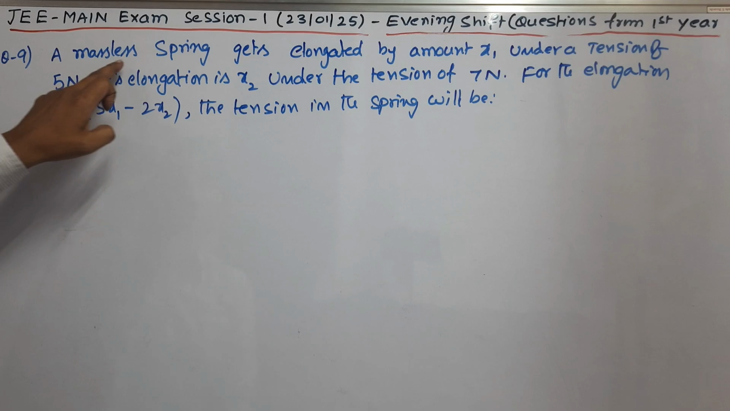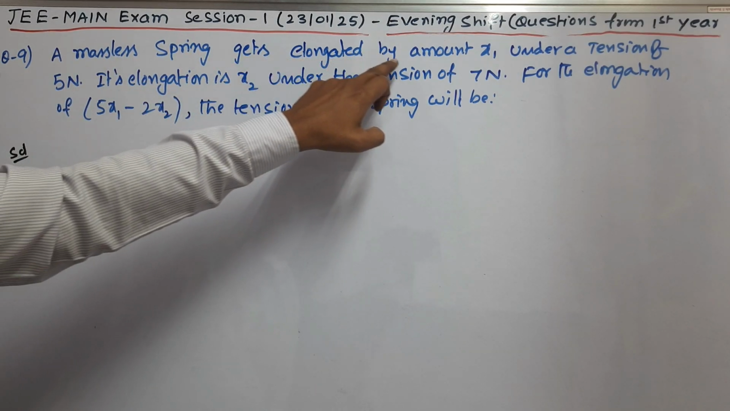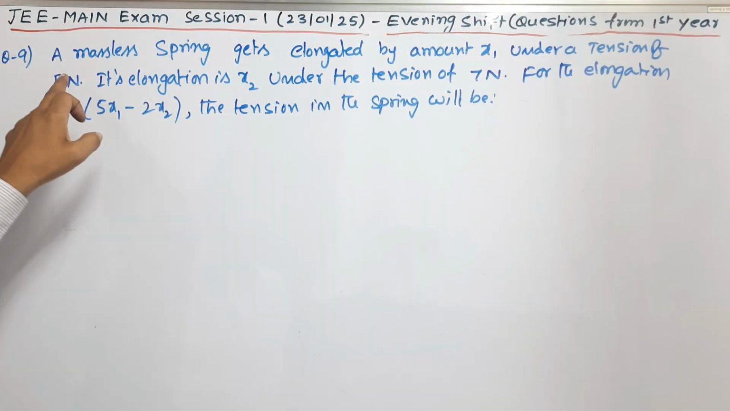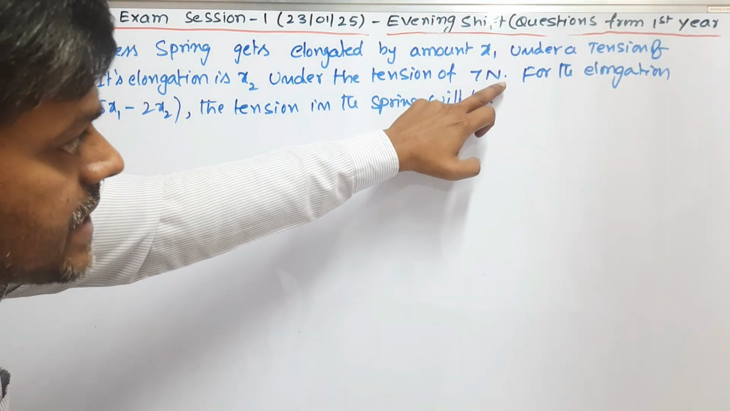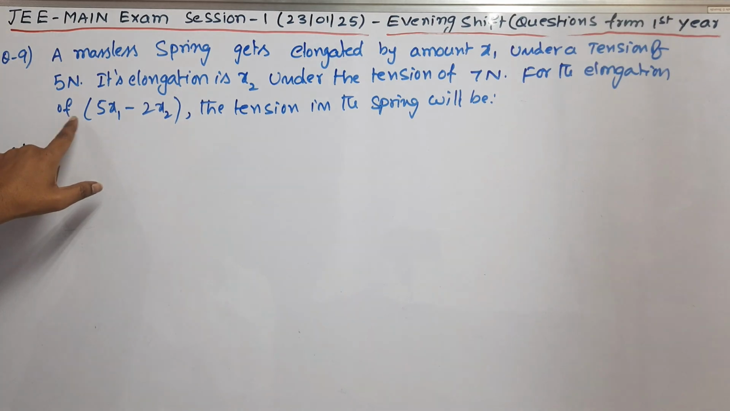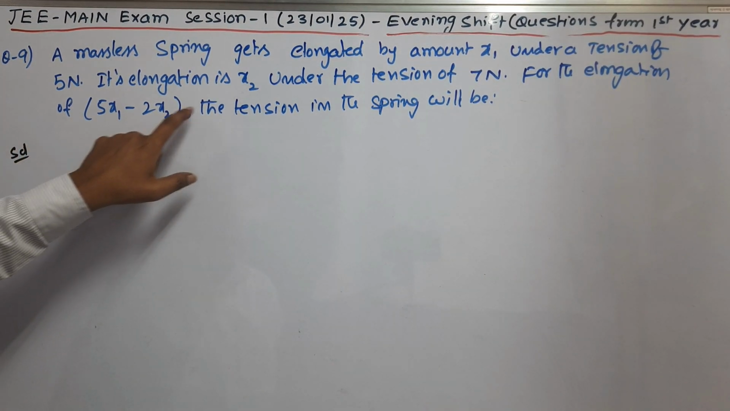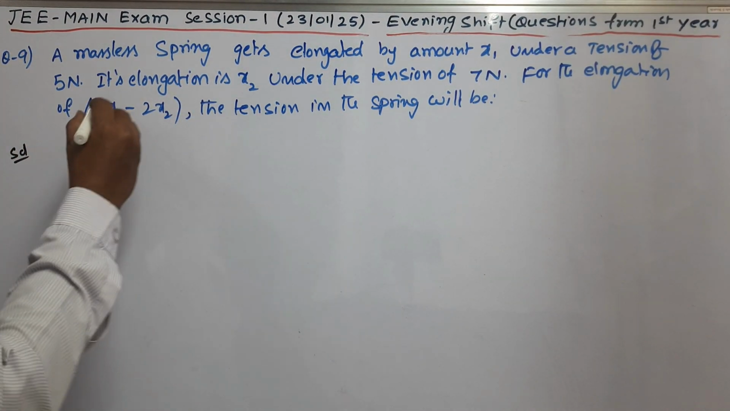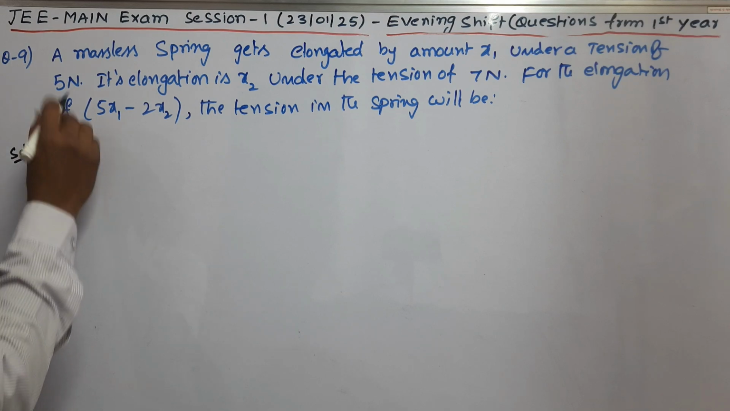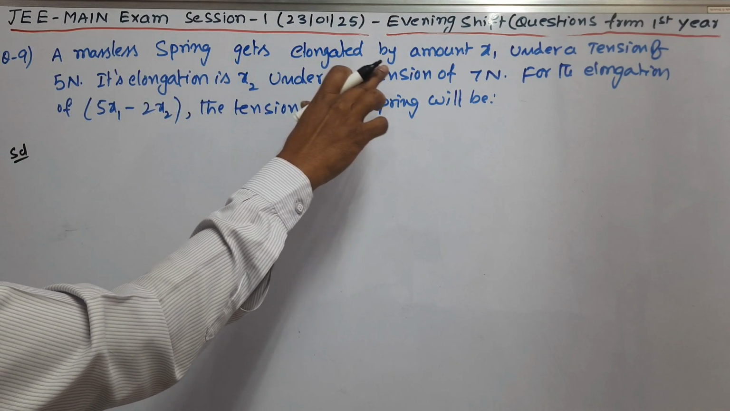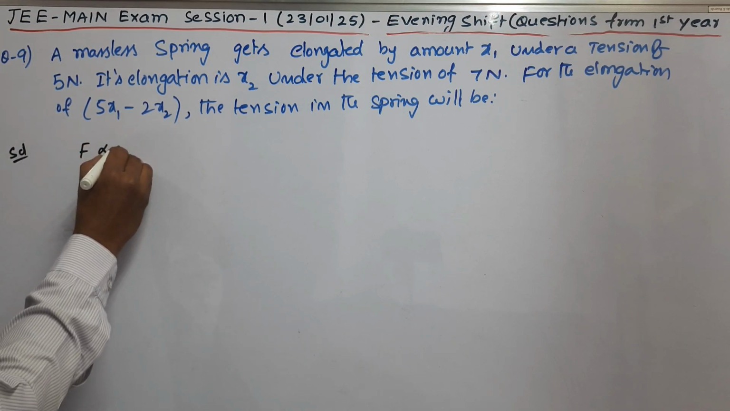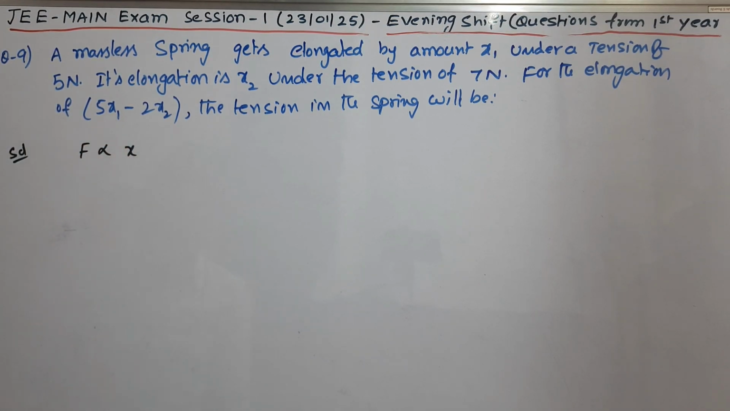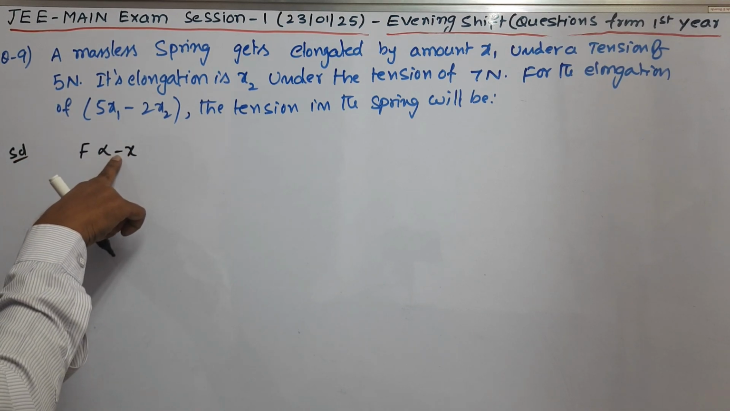Right, the ninth question: a massless spring gets elongated by amount x1 under tension 5 Newton. Its elongation is x2 under the tension 7 Newton. For the elongation of 5x1 minus 2x2, the tension in the spring will be, to see, a massless spring gets elongated by an amount x1 under tension 5 Newton. That means tension force is directly proportional to elongation produced in the spring, but actually it is opposite, so you can take the negative sign to represent opposite.